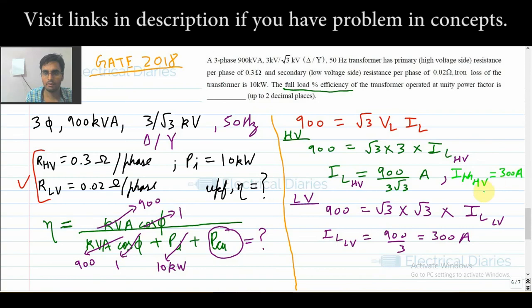And your I phase LV will be the same as I line LV because it is a star connection, so it will be again 300 amps only. Okay, so now this much is given to you.